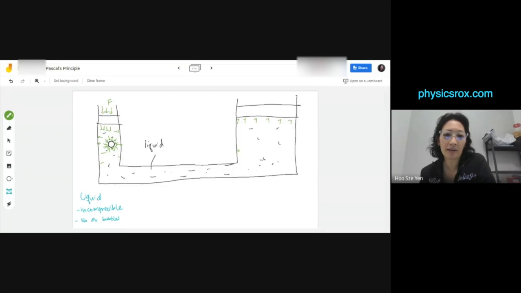Does that make sense? So that's why for hydraulic systems, the moment you have air bubbles inside, it doesn't work anymore. Suddenly it cannot work. Or it works a little bit, but not effective. So that's why you must not have air bubbles inside. And water, very easy to get air bubbles.